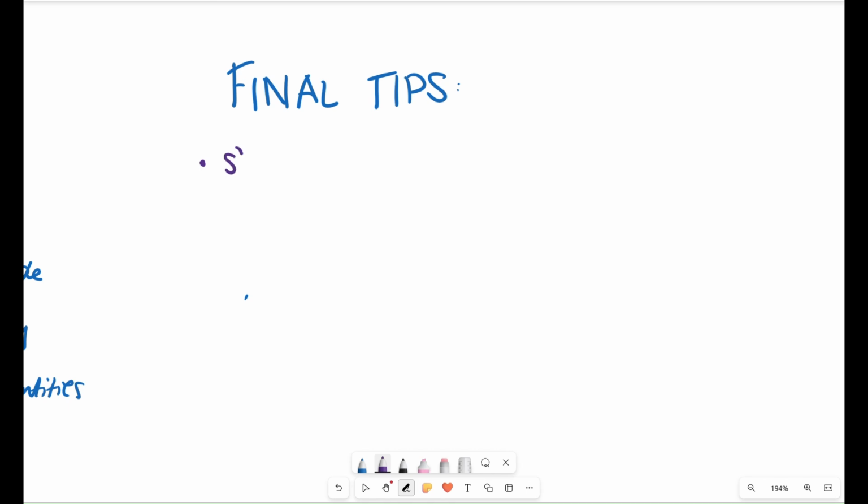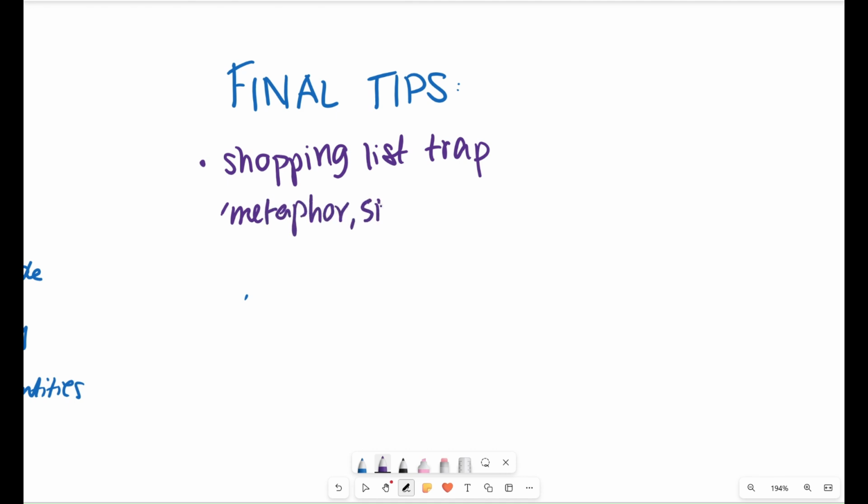So the first thing is the shopping list trap. Please, please, please, the last thing you want to do is do this. It's basically when you list stuff. So you go metaphor, similes, tone. You do not want to do that in your thesis statement. That is the last thing you want to do. It really puts off the examiner.